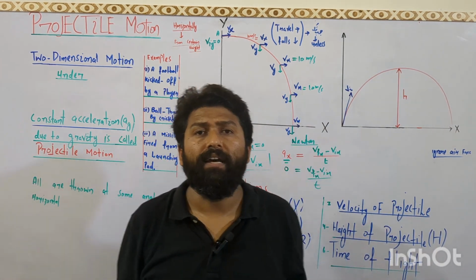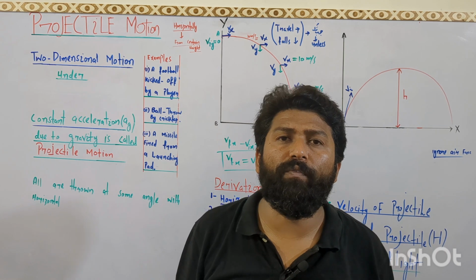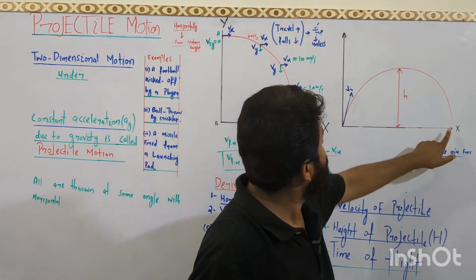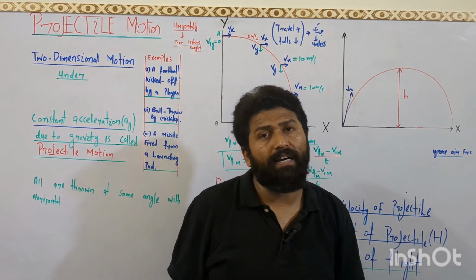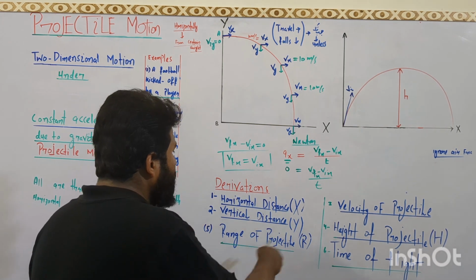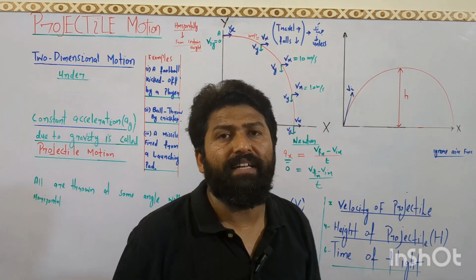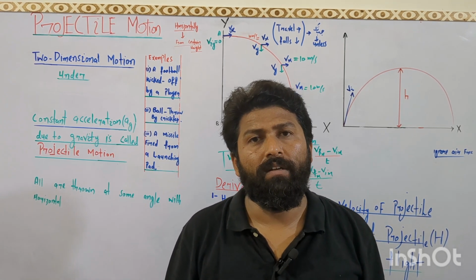Next, time of flight. What do we mean by time of flight? Simply, the time taken by the projectile from the point of projection to the point of landing is called time of flight. We will derive all these relations and equations in the next video. We will meet in the next video.